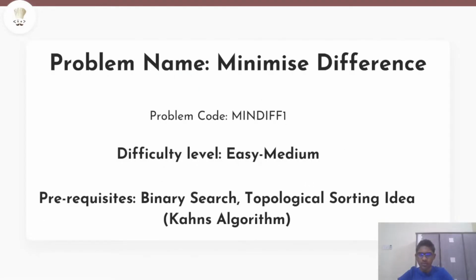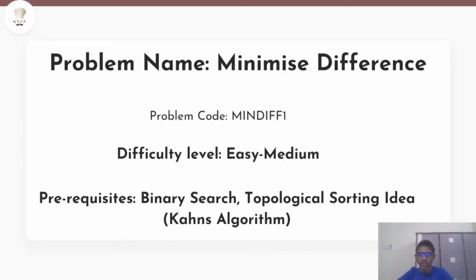So today's problem is Minimize Difference. This problem is an excellent problem on binary search and a topological sorting idea. So you need to know Kahn's algorithm, which uses breadth first search to find the topological sorting of a directed acyclic graph in order to understand my solution.